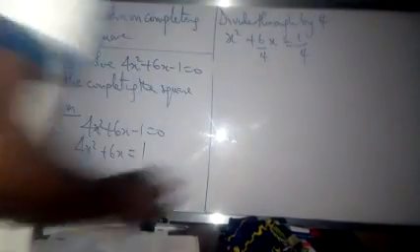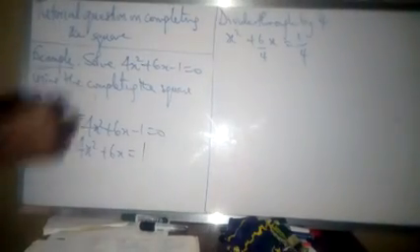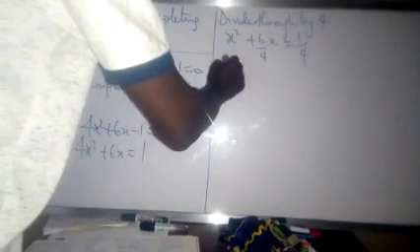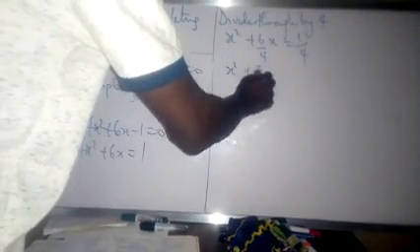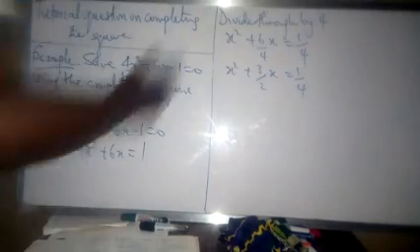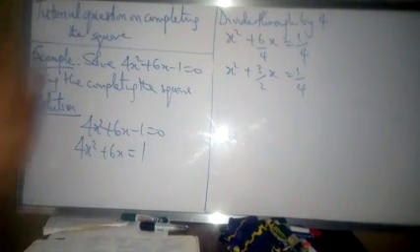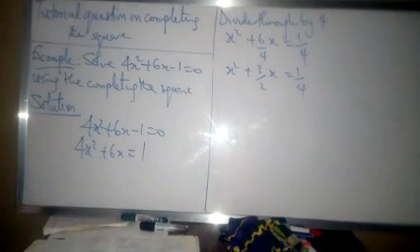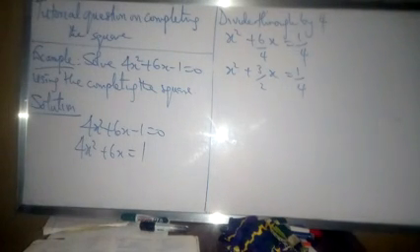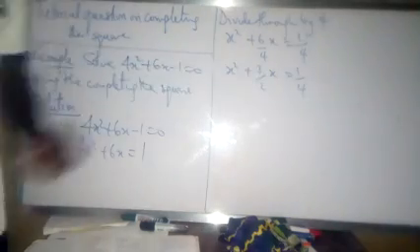x squared plus 6 over 4x equals 1 over 4. Now it is clear that 2 can go here, so we have x squared plus 3 over 2x equals 1 over 4, because 2 in 6 is 3, and 2 in 4 is 2. Now the next thing for us to do is to look at the coefficient of x here. What is the coefficient of x here? The coefficient of x here is 3 over 2.